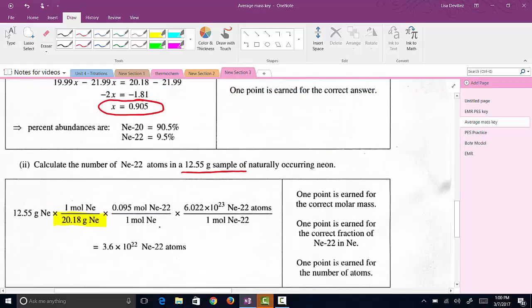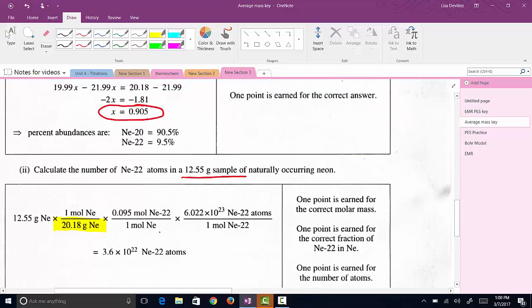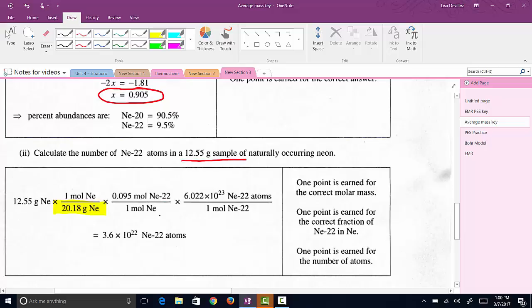And then from above, we said that the neon 22, that 9.5% or 0.095 fraction, was the neon 22. So that's what this second part here is. Of all the moles, 0.095 of them would be the neon 22. And then it wanted atoms, so the last step would be just to convert to atoms. And we'll see on the rubric here, if you used the correct molar mass, in other words, you divided by the 20.18, that was worth a point. Then you got a point for incorporating that fraction for the neon 22, that second step right there. And then you got a third point for getting the number of atoms, taking it all the way to that step.